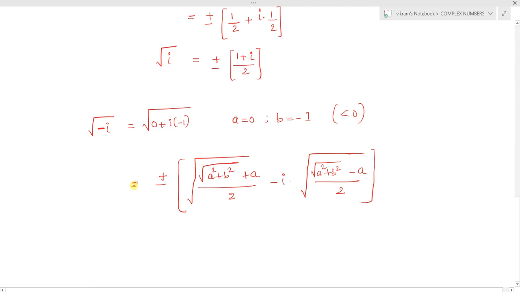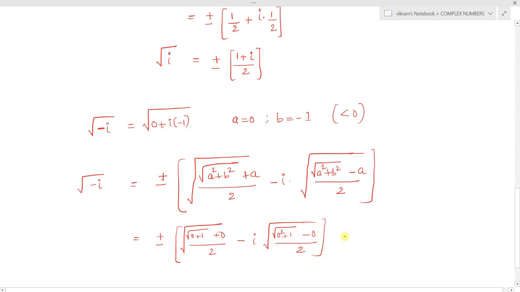Then we get the square root of minus iota, substituting a equals 0 and b equals 1 in magnitude: square root of (0 square plus 1 square plus 0) by 2, minus iota times square root of (0 square plus 1 square minus 0) by 2, which equals plus or minus (1 minus iota) by root 2. So (1 minus i) by root 2 is the square root of minus i.